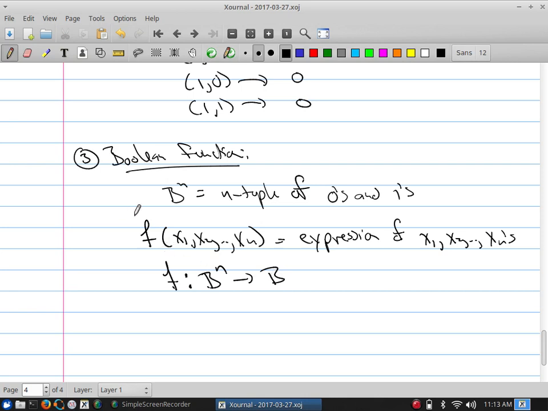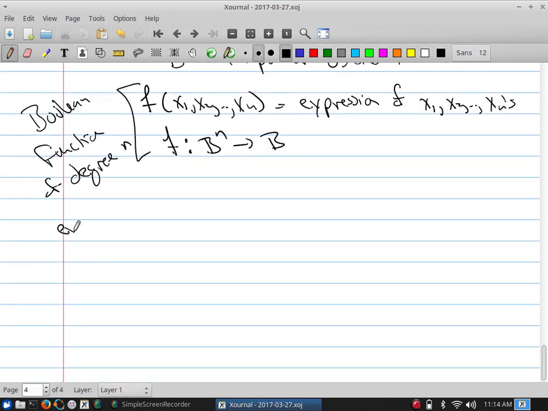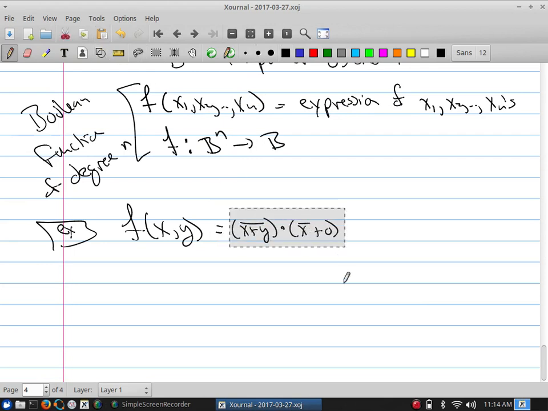And we would call this thing a Boolean function of degree n. The degree is, what's the size of the n tuple going into it? Back to this problem right here. I could say f of xy is equal to that right there. I could take that expression and notice that I only have two variables in it. This is a function of degree 2.